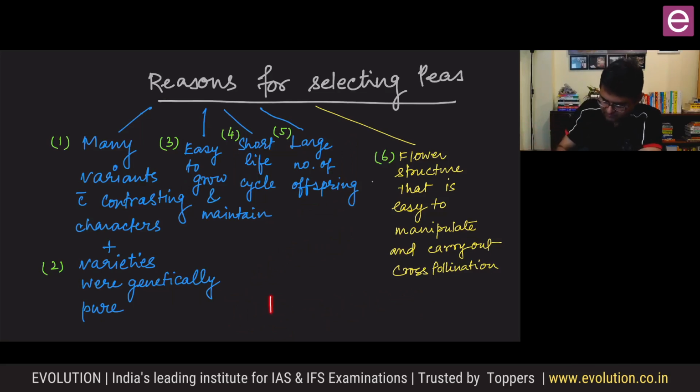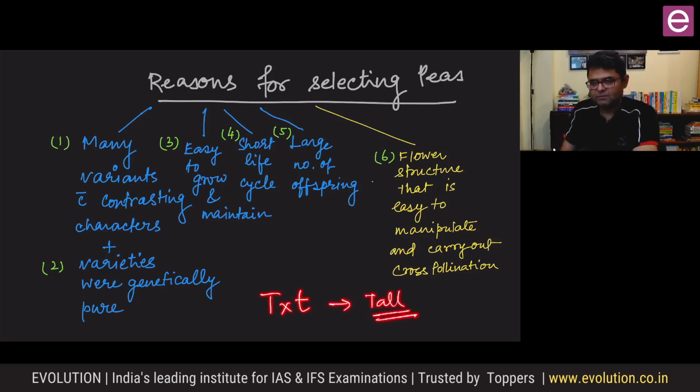Nitish is saying that this will also produce tall. It will produce tall, but not generation after generation. You carry out selfing of this tall, and in the very next generation, you will see dwarfs also arising, and that will mean that it is not pure breeding, Nitish. I hope you understood my point.